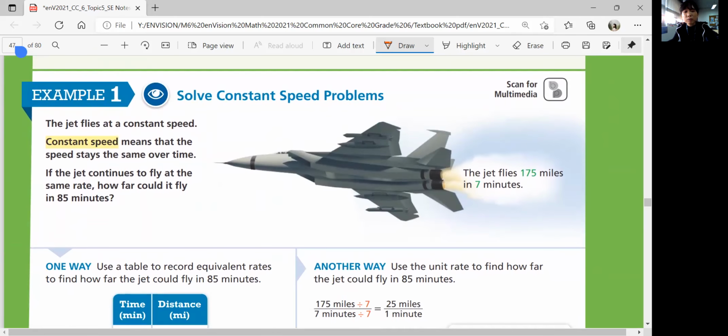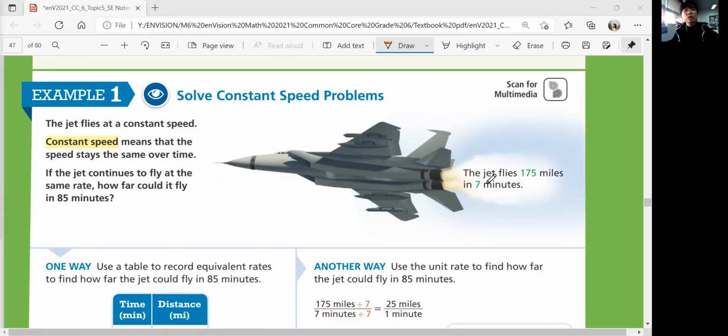Solve constant speed problems. The jet flies at a constant speed. Constant speed vocabulary means that the speed stays the same over time. If the jet continues to fly at the same rate, how far could it fly in 85 minutes?